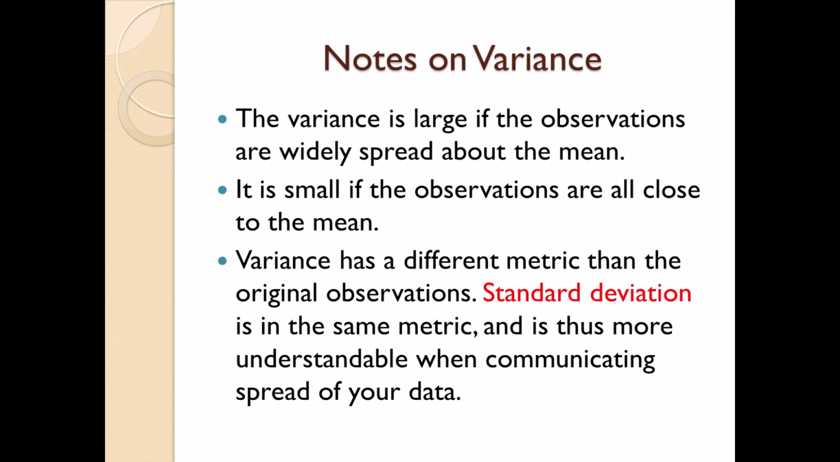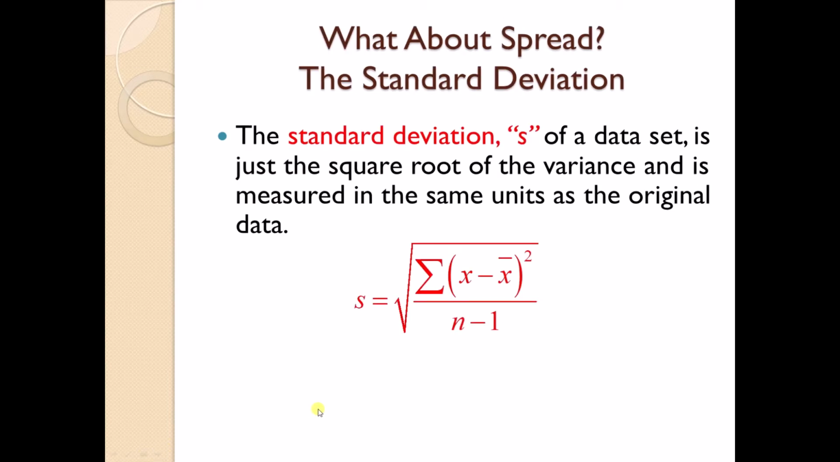We want some measure of spread that's in the same metric, and we'll accomplish that by converting variance into standard deviation, because it makes more sense to somebody you're communicating with if your mean and your spread are in the same metric as the original data. So the easy fix is to take your variance and take the square root of it. Bingo! Now you're in the same units as the original data. So that was quick.